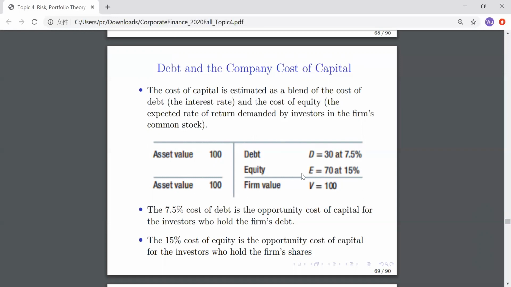Suppose Johnson & Johnson's balance sheet is this way, right? Debt is 30%, equity is 70%, right? And the cost of debt is 7.5%. Equity is 15%, right? Now in our case, the 7.5% cost of debt is the opportunity cost of capital for the debt holder. 15% is for the equity holder, right?